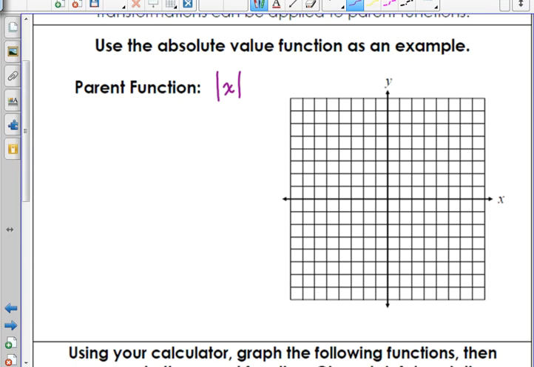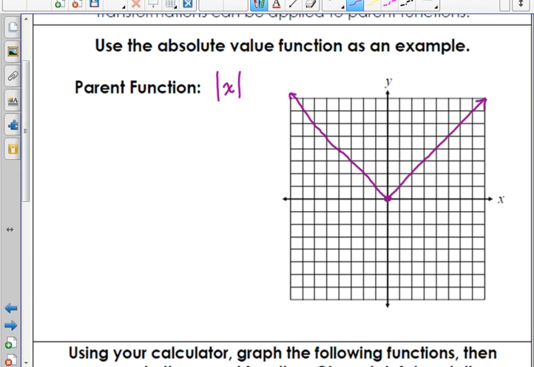We've got the absolute value of x. The basic, plain absolute value of x function looks like this. It has a vertex at the origin, and each side has a slope of 1 or -1. The left side is -1, the right side is +1. So that's what our absolute value function looks like to start with.